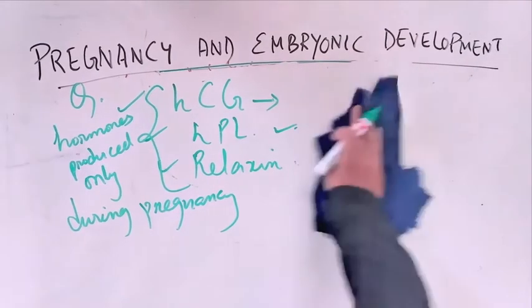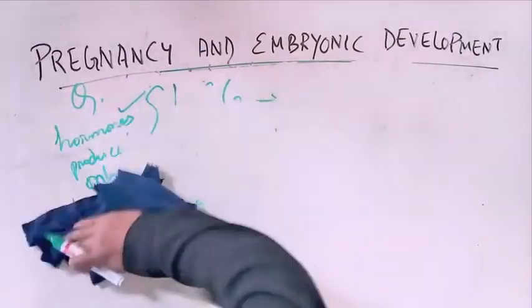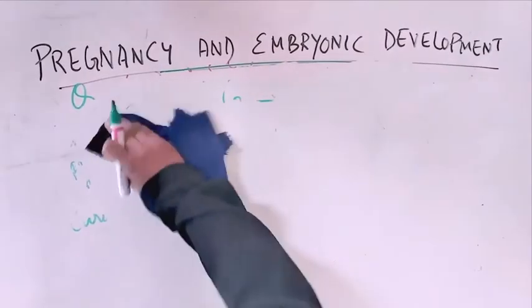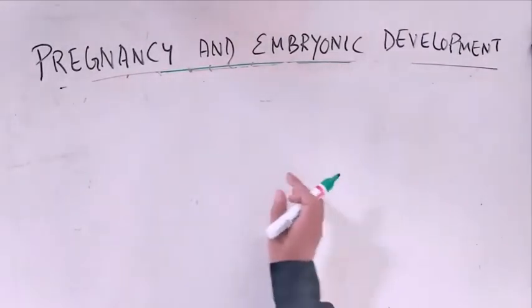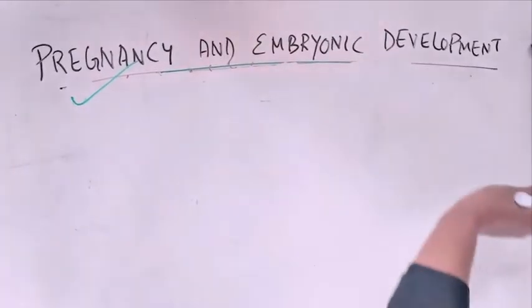So these are the three hormones which are produced only during pregnancy. Let's see the embryonic development in pregnancy. Now we can say that she is pregnant.